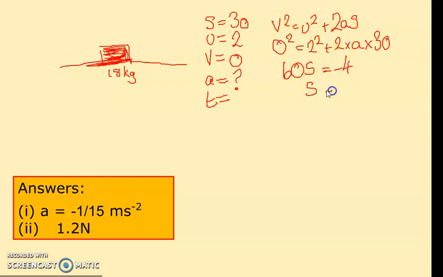So S will equal minus 4 divided by 60. The distance travelled is minus a 15th. Yeah, that's what it says over there. I've written mine a bit better than this, but you get the same idea.